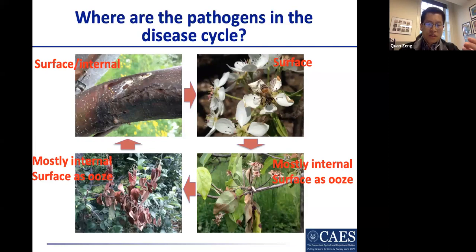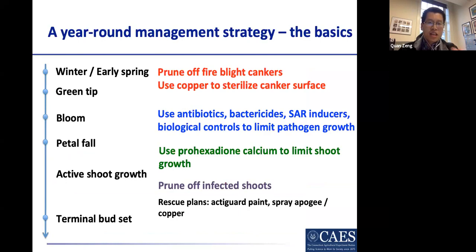So managing fire blight is really a year-round strategy, starting from winter and early spring. Prune off the cankers and use copper to sterilize the canker surface until bloom, when we use antibiotics, bactericides, SAR inducers, and biological controls to control pathogen growth and blossom blight infection. After petal fall, research has shown that prohexadione calcium, which is Apogee, can be very useful to limit shoot growth and reduce host susceptibility.